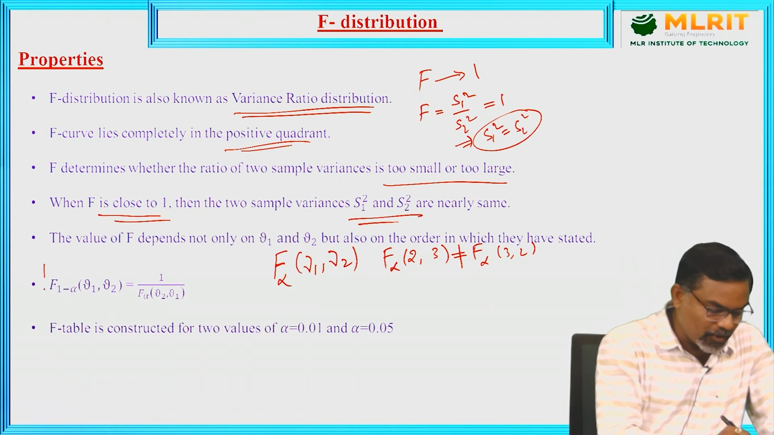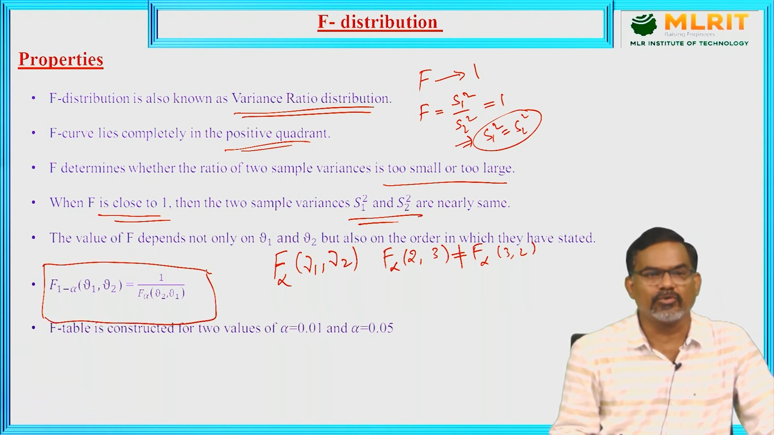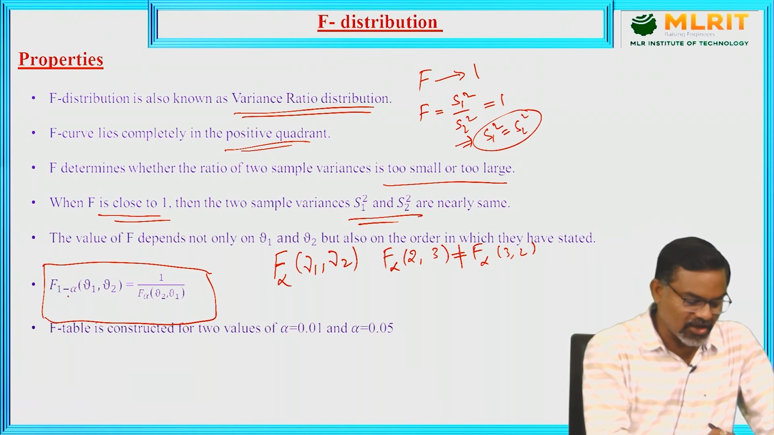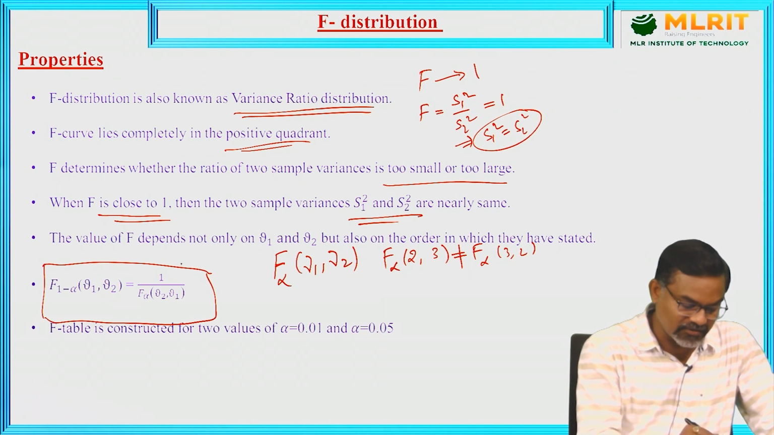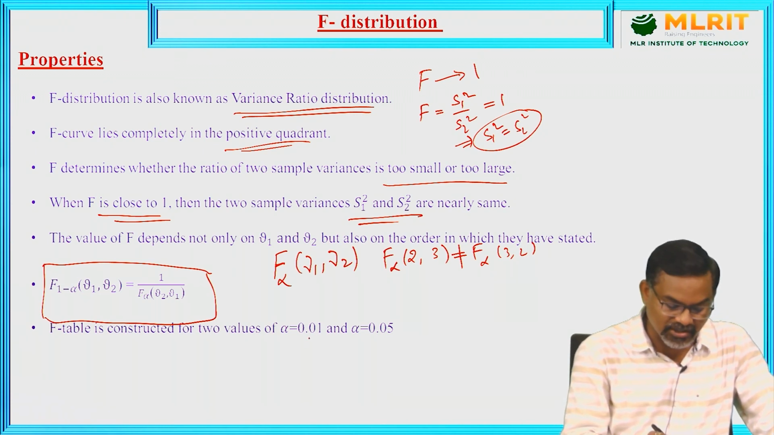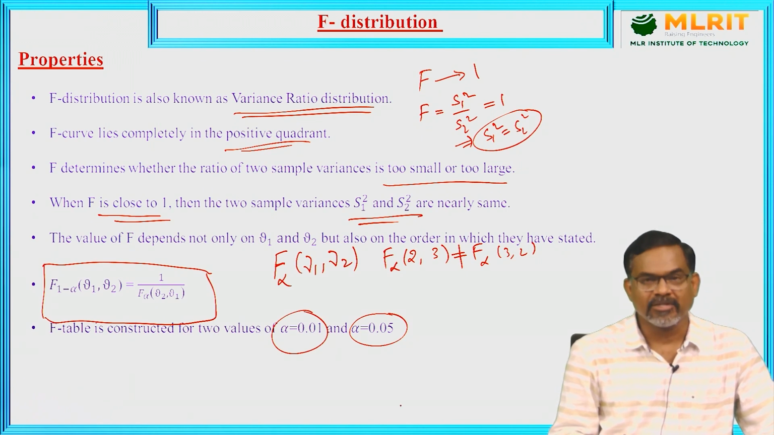And there is another important property: F 1 minus alpha nu 1 nu 2 is equal to 1 by F alpha nu 2 nu 1. F 1 minus alpha nu 1 nu 2 becomes 1 divided by F alpha, where nu 1 nu 2 will be reversed, nu 2 comma nu 1. And the F table is constructed only for two values, 0.01 and 0.05. Therefore, we have two different tables for F. One is for alpha equal to 0.01 and the other is for alpha equal to 0.05.